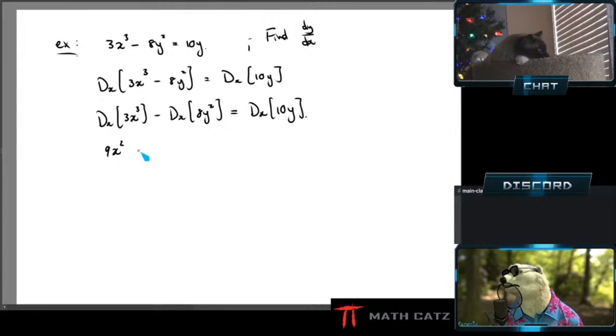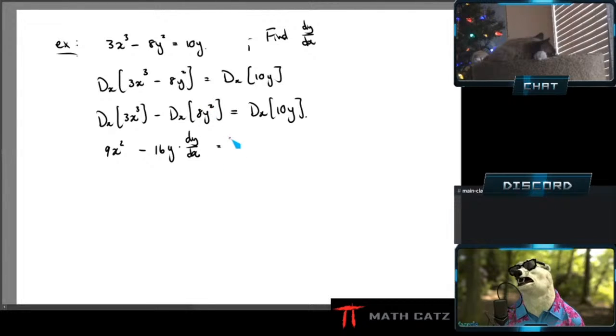9x squared. The letters aren't the same, so you have to use the chain rule, because this inside the square bracket is a function of a function. Derivative of the outside function, 16y. Derivative of the inside function, dy/dx. I've done the chain rule now so many times, it just looks a little strange, perhaps.